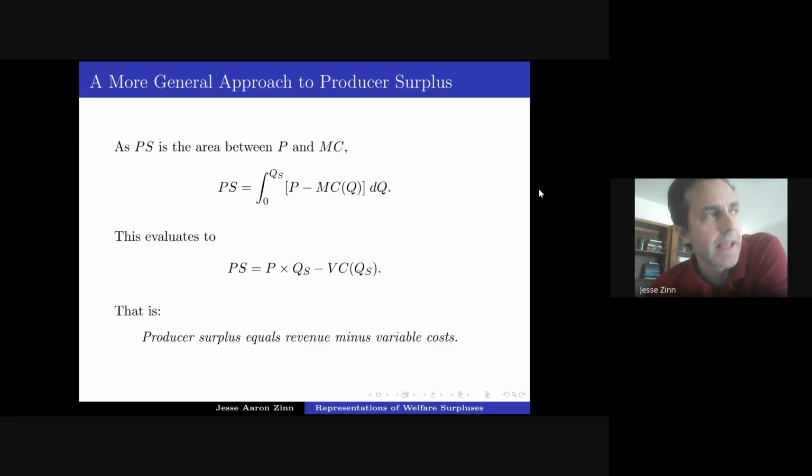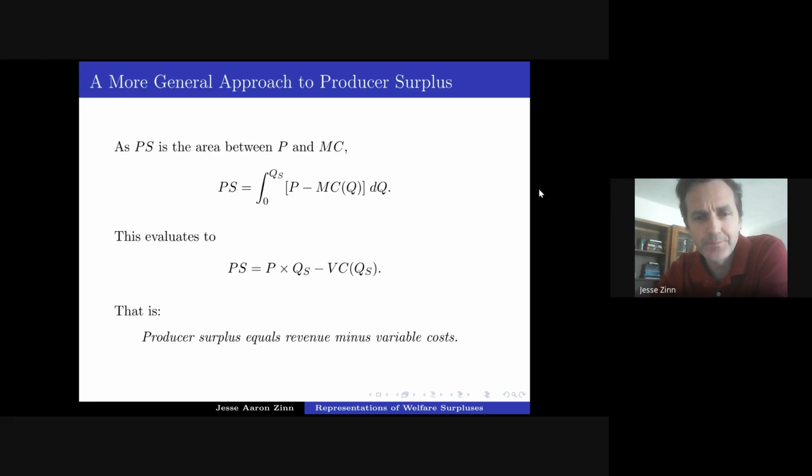And this is actually what I emphasize. This is the definition which I advocate for in another paper that's forthcoming. It'll be published in a month or two. We should probably define producer surplus as this, that it equals revenue minus variable costs.